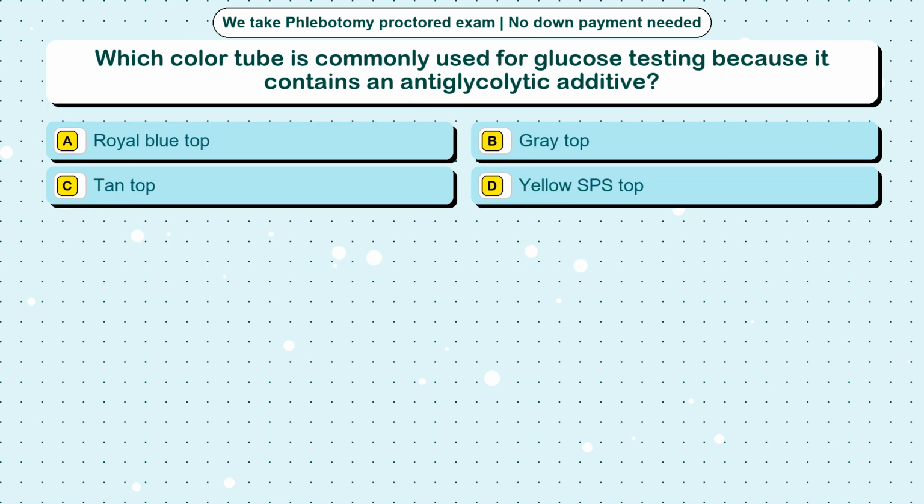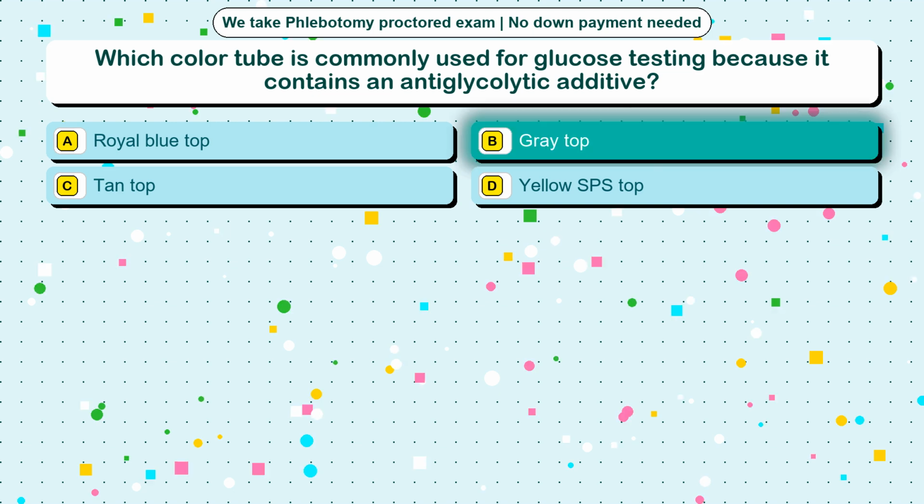Question 24. Which color tube is commonly used for glucose testing because it contains an antiglycolytic additive? Option A, royal blue top. Option B, gray top. Option C, tan top. Option D, yellow SBS top.